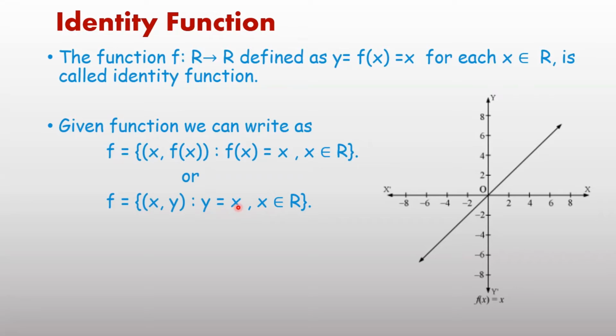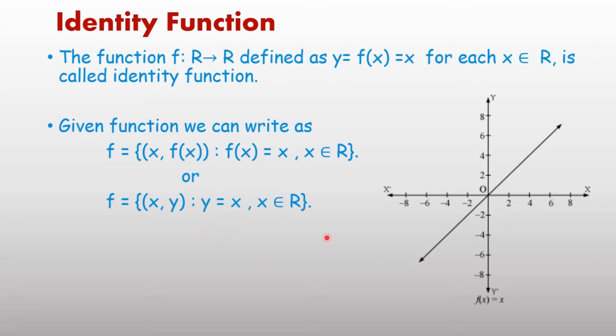If x equal to 1, then y equal to 1. First point (1, 1), second point (2, 2), (3, 3), (4, 4), (5, 5). If x equal to 0, then y equal to 0. X equal to minus 1, y equal to minus 1. Plot all the points, you will get a graph like this. It is a line which you have covered in class 10th. Y equal to x represents a straight line.